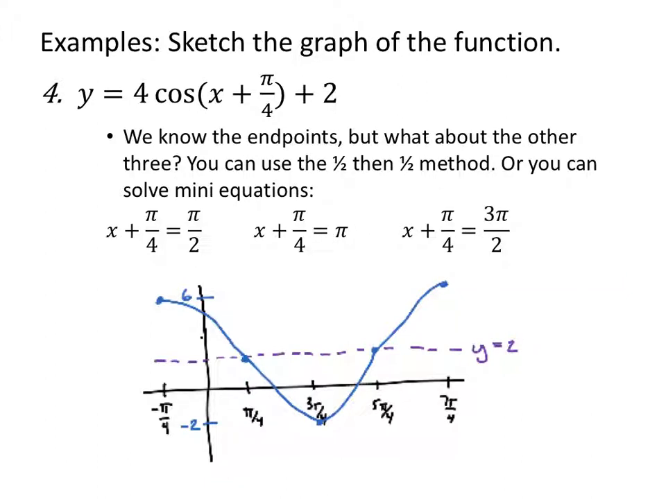4 times the cosine of x plus pi over 4 plus 2. If I want to get my other values, we know the left and right endpoints. If you want to solve for the 3 in the middle and you don't like the idea of let me just add pi over 2, you can always just solve the little equations, the inside. What's inside the trig function? x plus pi over 4. What are the standard values of the unit circle? We already did left endpoint of 0. We did right endpoint that was equal to 2 pi. So the 3 in the middle equal to pi over 2, pi, and 3 pi over 2. So if you don't like the half and half method I talked about in the last slide, you can just solve a bunch of mini equations and it's going to be the same thing. Just get ready to deal with fractions.